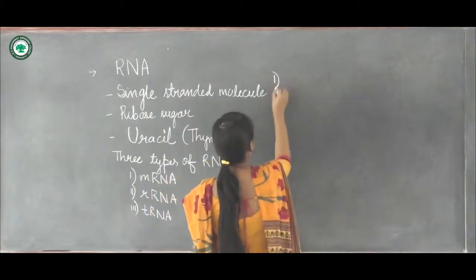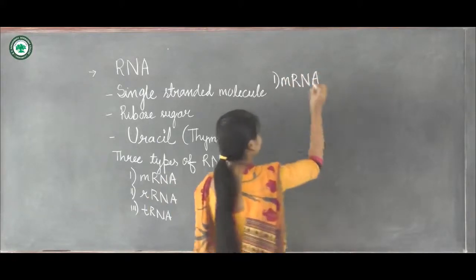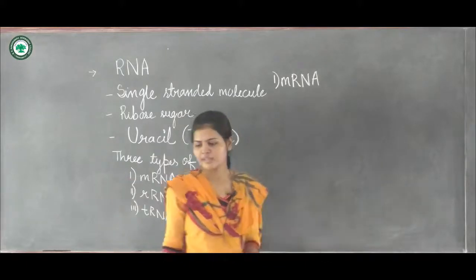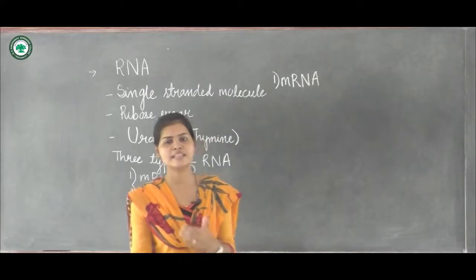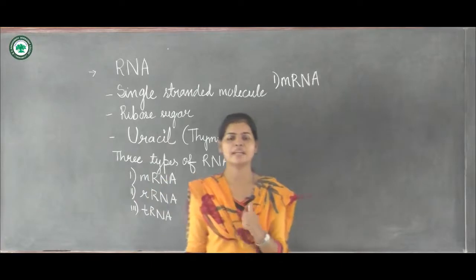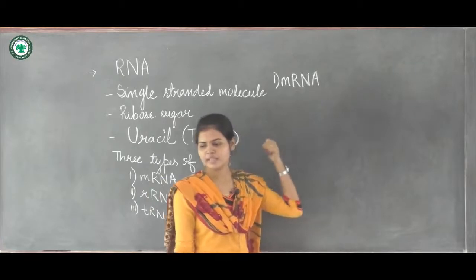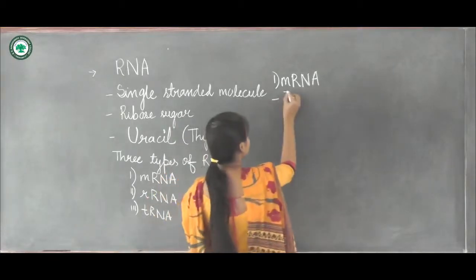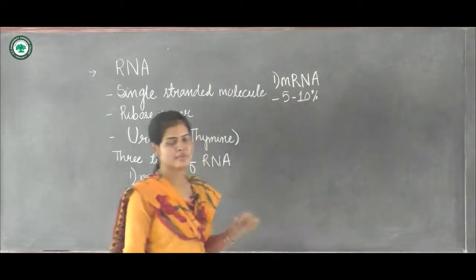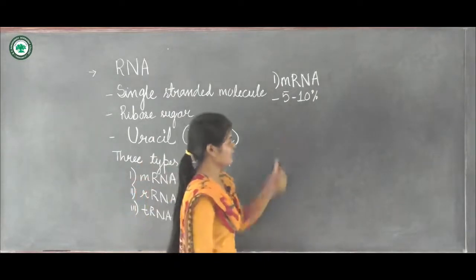Now this is mRNA. This mRNA is present in the least abundance in the cell. Of the three RNAs, mRNA is present in the least amount, about 5 to 10% in a cell. Now next, the structure of this mRNA.